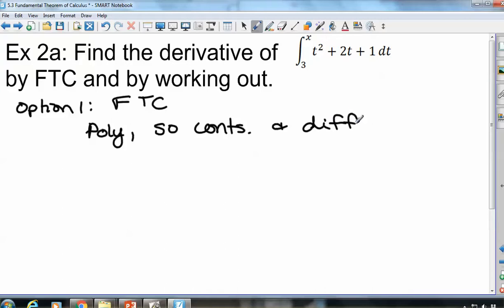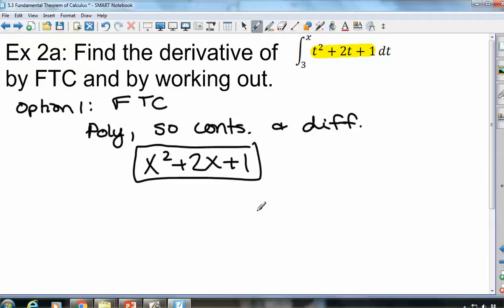I'm really not going to make you when you're working out your problems. I just want to make sure you're aware of it, because there are situations where this rule wouldn't apply. Okay, so as long as it's continuous and differentiable, all we have to do, the derivative is just going to be this function, but instead of t's, what will take their place? X. So it's just x squared plus 2x plus 1. And we're done.